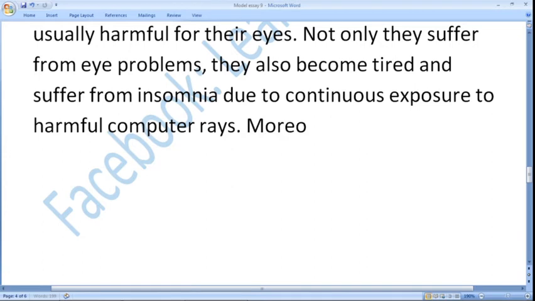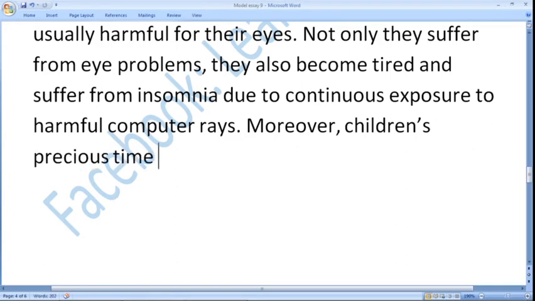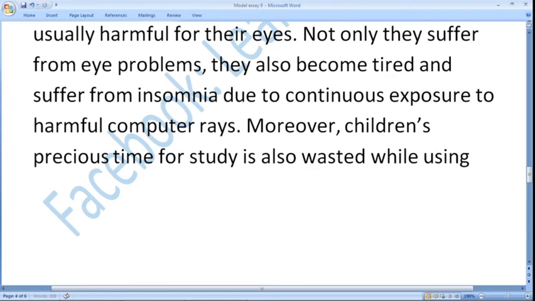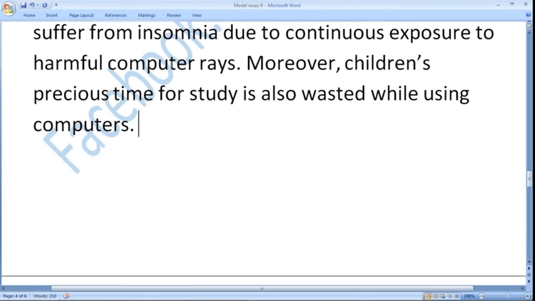Moreover, children's precious time for study is also wasted while using computers, or while using them, because everybody knows we are talking about computers. You can use computers, you can use them also.